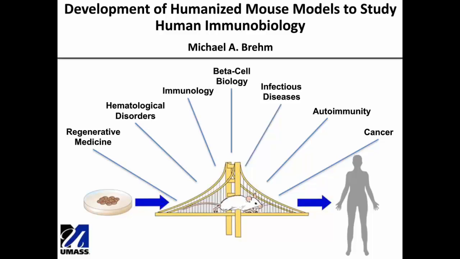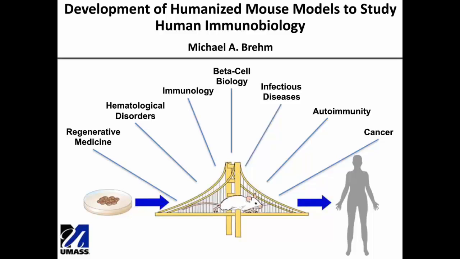So let's start off with our definition of a humanized mouse. We consider these animals immunodeficient mice that have been engrafted with human cells and tissues in such a way that first these human cells and tissues survive the engraftment procedure, but more importantly, that they maintain overall functionality. And we view this as a preclinical bridge between work done on the benchtop and the laboratory, and work done in the clinic. There are a number of applications of humanized mouse models in biomedical research, and highlighted on the slide are just some representative examples of these.